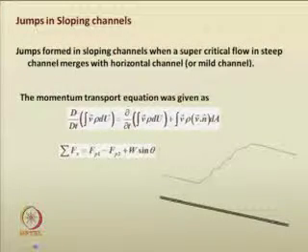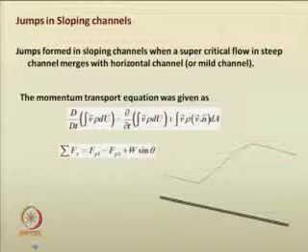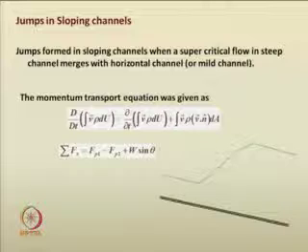That portion we have to continue today. We have just introduced how the jump can occur in sloping channels. If you recall, in sloping channels the jump is formed when a supercritical flow from a steep channel merges with a horizontal channel, or it can be a mild channel also.